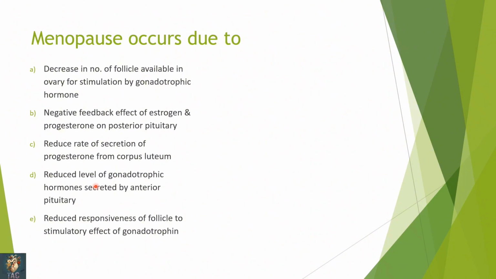This option is again wrong, because there are higher levels of gonadotrophic hormone from the anterior pituitary, which is an indication of menopause. Then reduced responsiveness of the follicles to the stimulatory effect of the gonadotrophin. Again, this option is wrong, and the correct option is that the number of follicles available for stimulation by the gonadotrophic hormone is reduced. So A is the correct option.